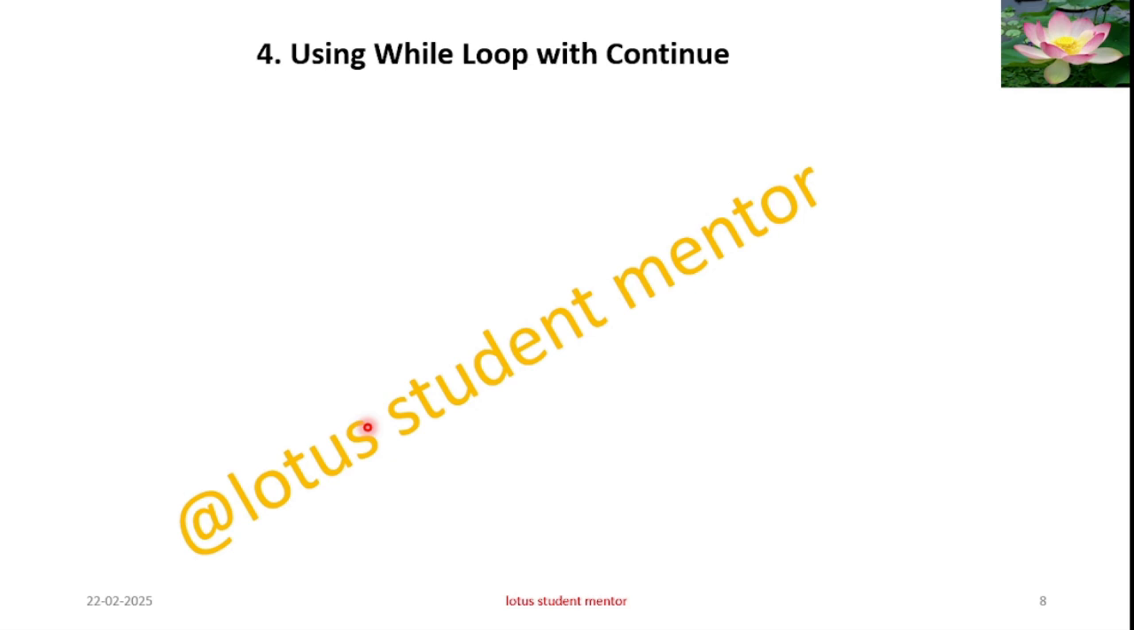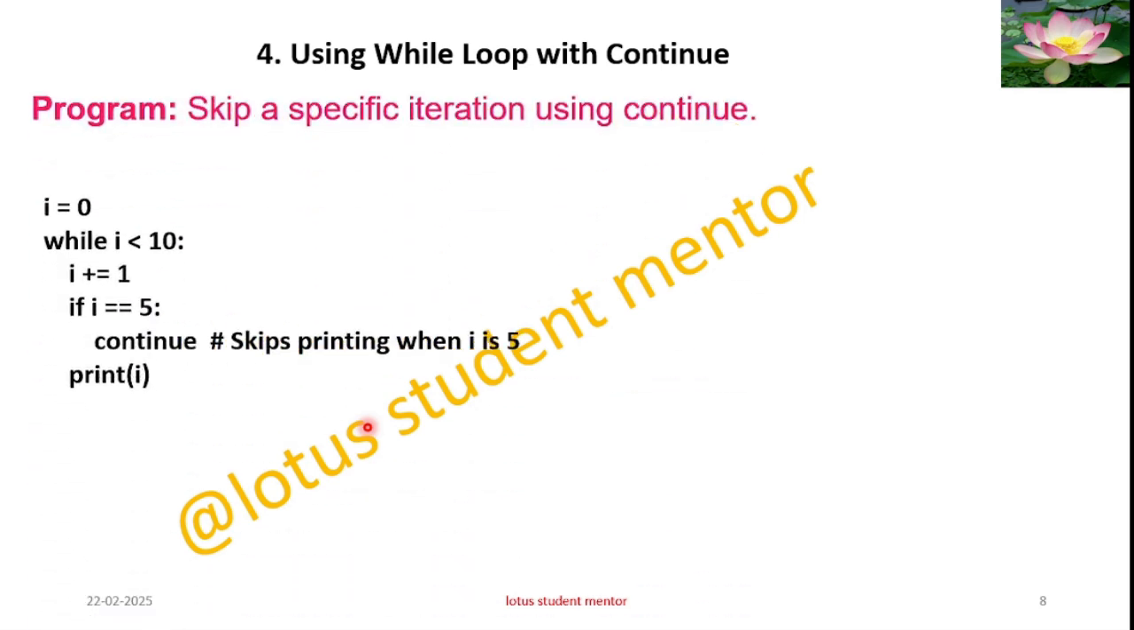Then while loop with continue, what will happen? Here i equal to 0 it begins, while i is less than 10, then i plus equal to 1, that means i equal to i plus 1. And if i equal to 5, continue. Skipping this, i equal to 5 won't be printed here. Then what will be printed? 0, 1, 2, 3, 4, but not 5, then 6, 7, 8, 9 are printed, because it is less than 10, not less than or equal to. That is what the output will be.